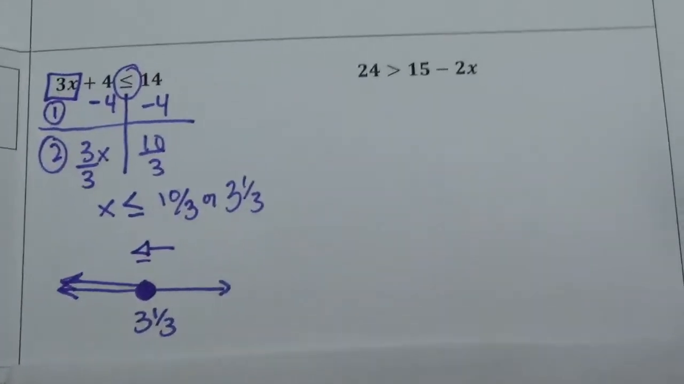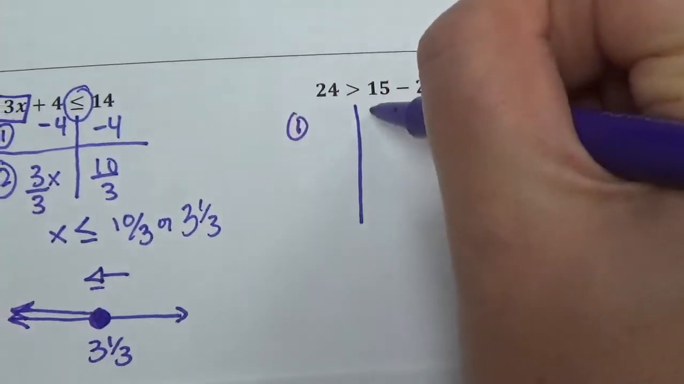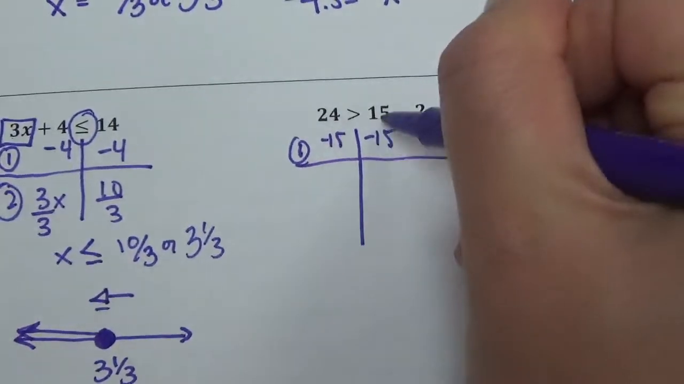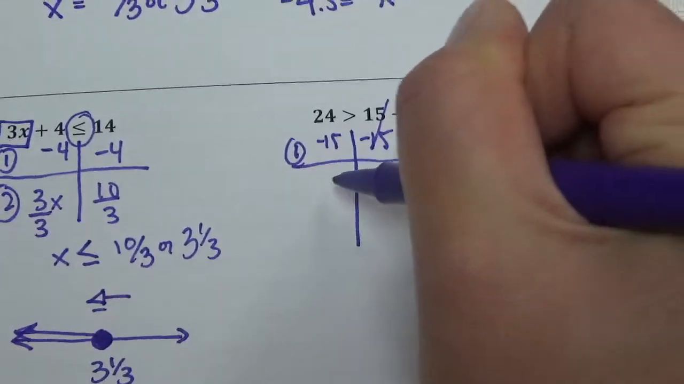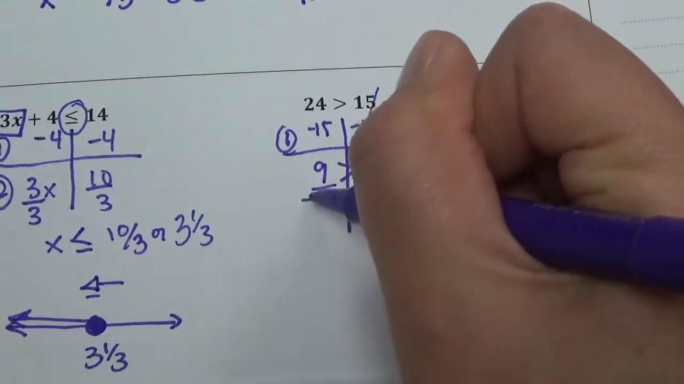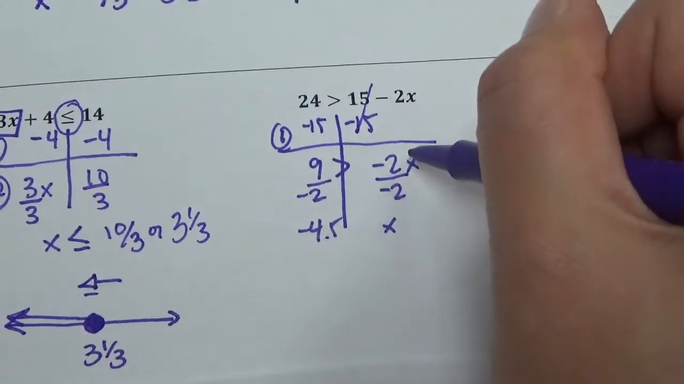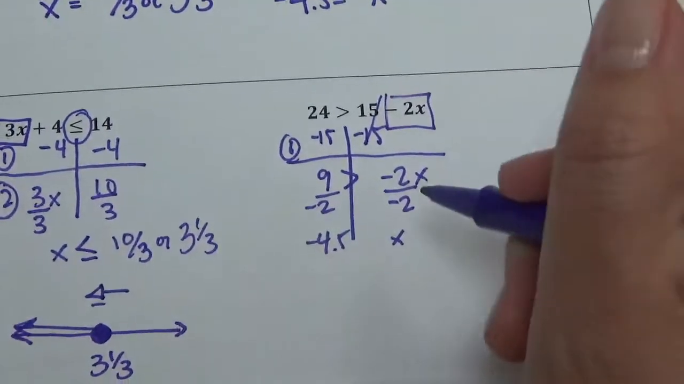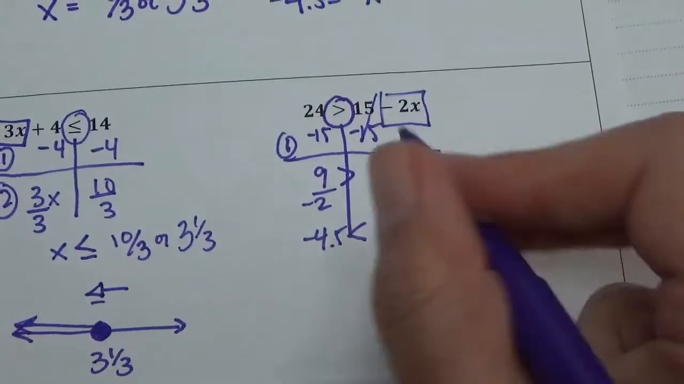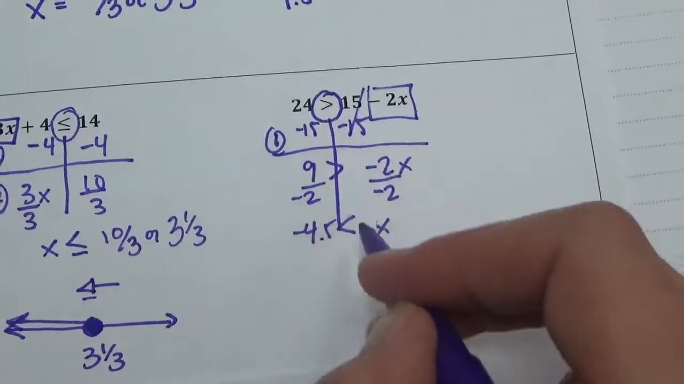All right, let's take a look at the next one. Draw the mirror line, same steps. Step 1, subtract 15 on both sides. -2x and 9. Step 2, divide by the coefficient or the rate. And I have -4.5, but I have a negative rate. So I need to flip the inequality sign. So instead of x is less than or equal to, I actually have x is greater than.